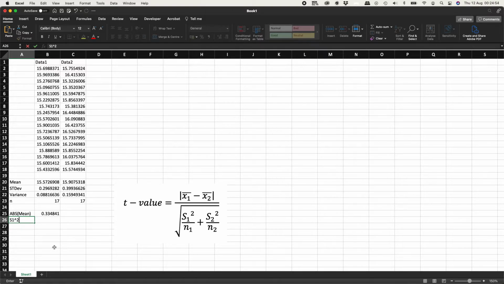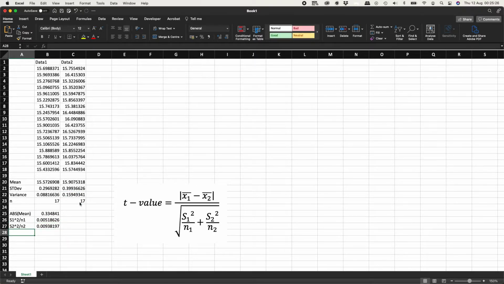S1 squared, and we're going to divide that by the count 1. The variance has already been squared, so we don't need to square it again. We're going to divide the variance by the count, like this. That's for the first one, and we're going to do the same thing for the second one: S2 squared divided by N2, like this. So we take the variance divided by the count, and we get this value.